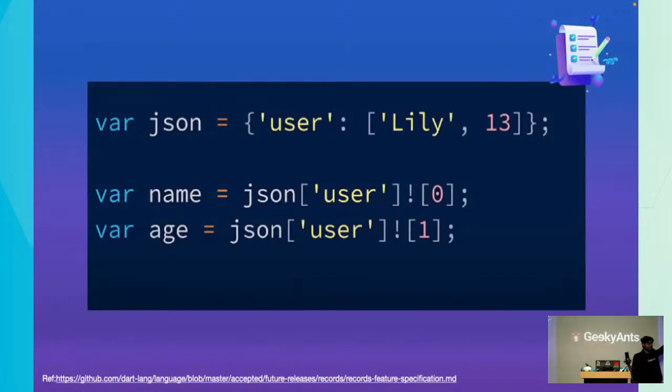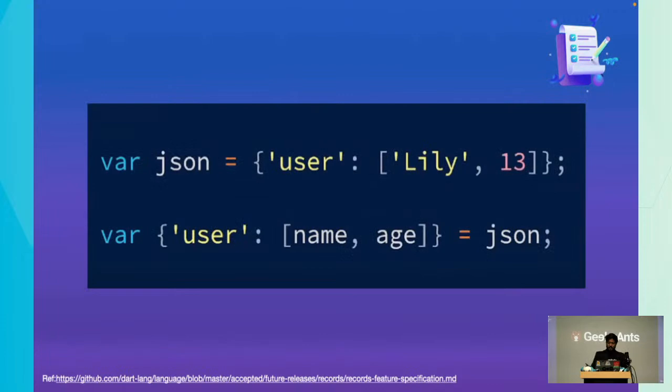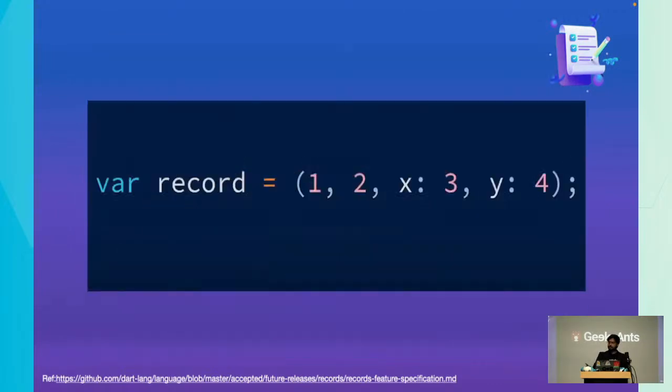Now look at this. You have a JSON which has a type user, and in user you have an array with Lily and 13. How do you retrieve data? You can retrieve it like this: JSON of 0 is my name, JSON of 1 is my age. Now let's bring in records. I don't think we have discussed that.